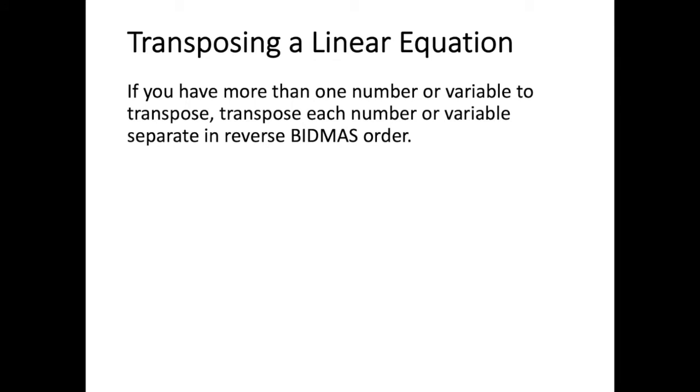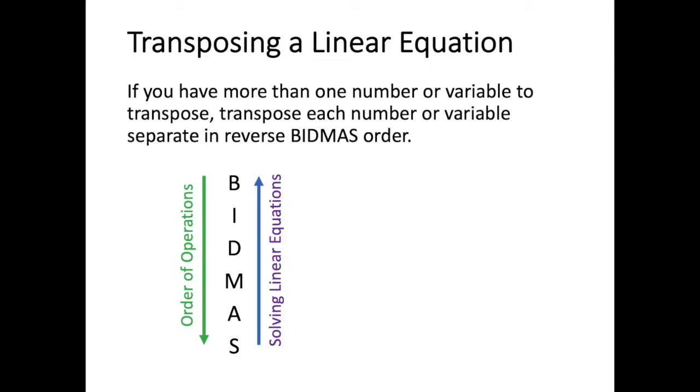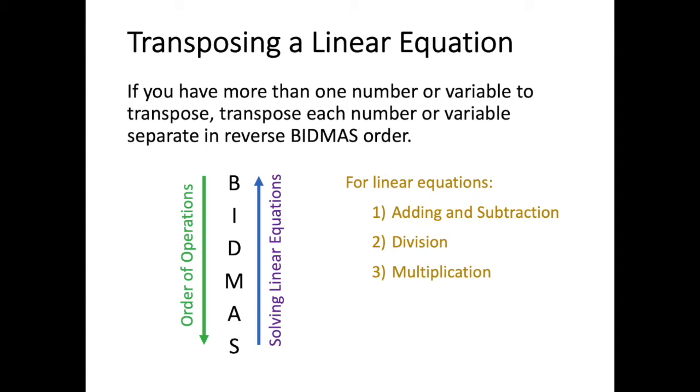Also remember that if we have more than one number or variable that we need to rearrange, we do it in reverse BIDMAS order. Normally we would go brackets, indices, division, multiplication, adding, and subtracting. But when we are transposing linear equations to solve them, we do it in reverse order. So start off with adding and subtracting, do them first, then you work out and reverse any divisions, multiplications, indices, and leave brackets to last.